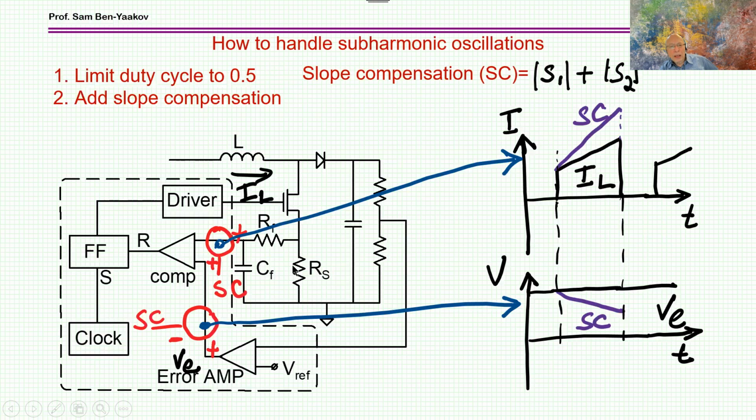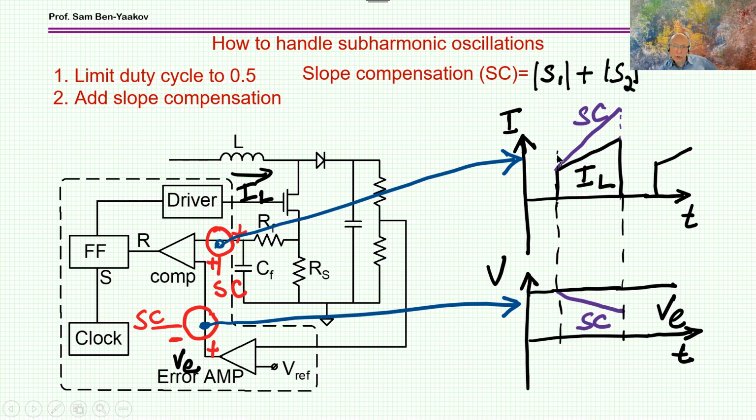What we are adding to the current is a slope, making it go up faster. We can add it to the current itself here. That is originally what we see here. This is when the transistor is on. Now we are adding this thing, or we can add it to the VE, but of course in the opposite direction because the difference should be the same, and so it would be a downslope.